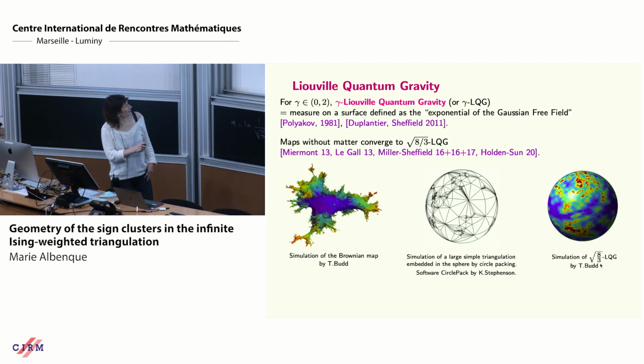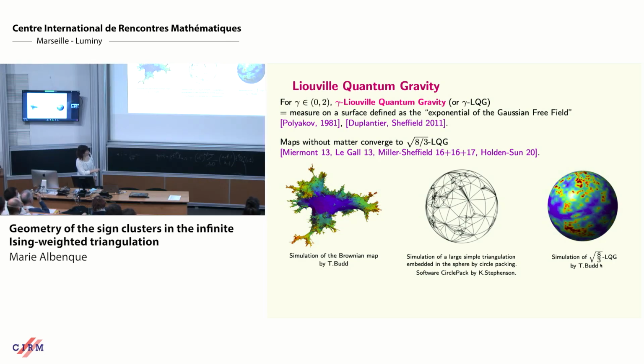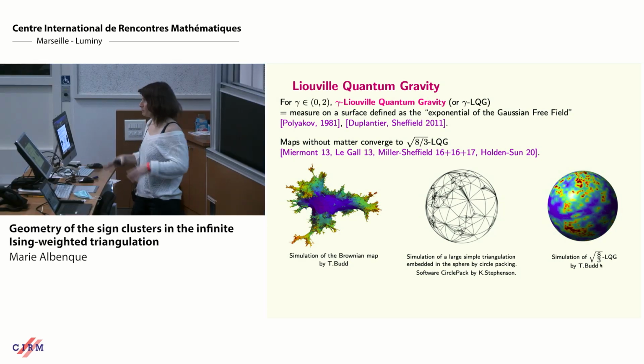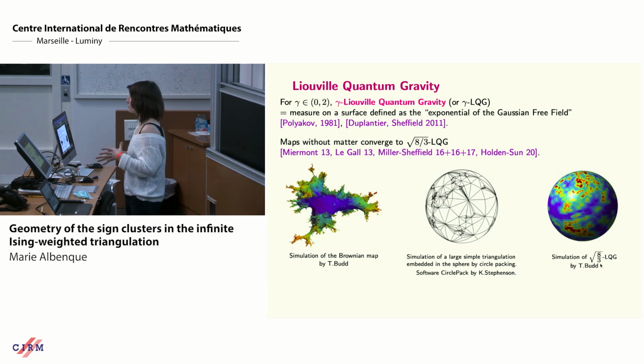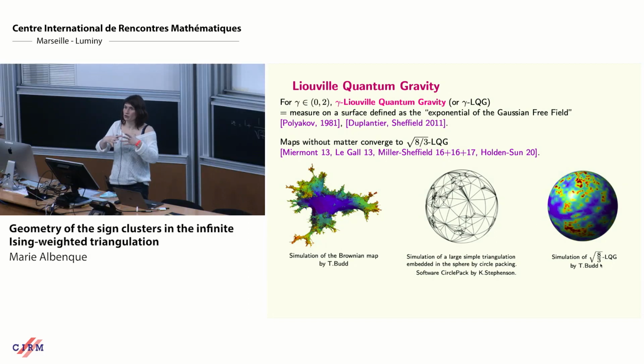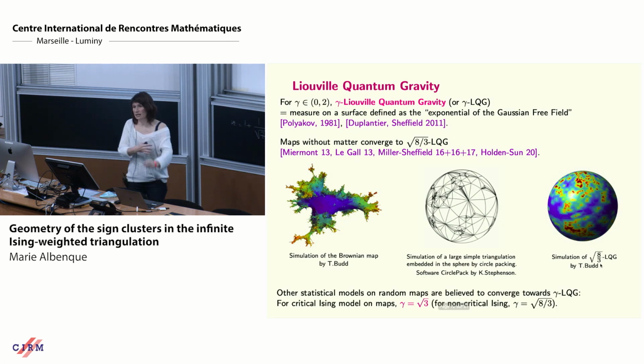So this is the Brownian map, the scaling limit of triangulations. This is the square root of 8/3 Liouville quantum gravity. So this is a random metric space, this is a random measure on the sphere, and somehow you can map one onto the other. Here is a way of drawing uniform triangulations embedded on the sphere via a circle packing. That's the canonical way to draw a random map on the sphere.